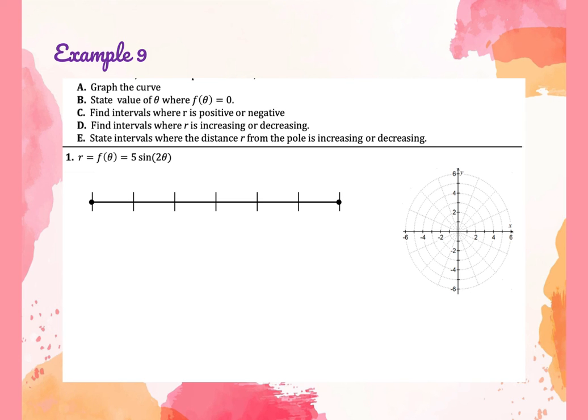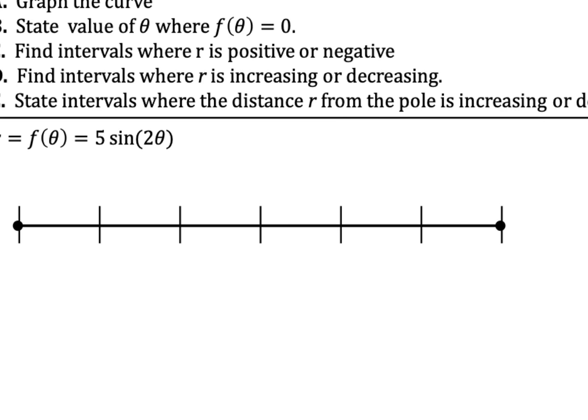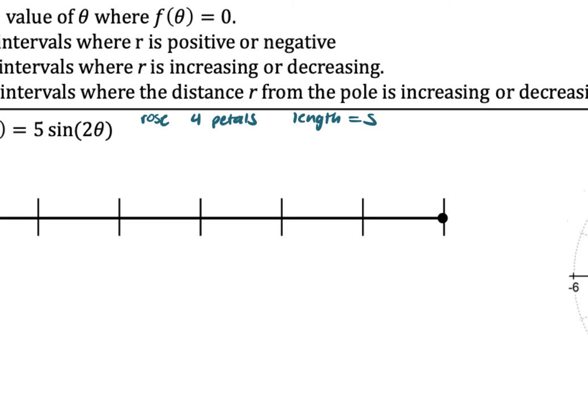5 sine 2 theta would be a rose. It has 4 petals. And the length of the petal is 5. And it has symmetry to the pi over 2 line.